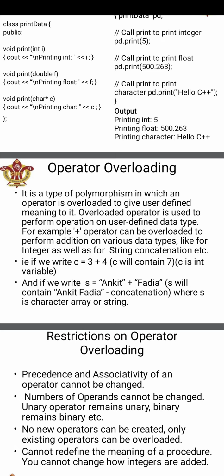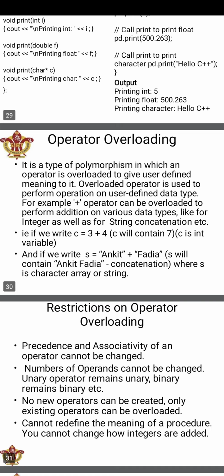For example, plus operator can be overloaded to perform addition on various data types, like for integers as well as for string concatenation, etc. Now this is the normal functionality of the plus operator, that whenever we provide two integer values or two float values or any numeric data, then it will simply add them. Suppose we have given one example, c equal to 3 plus 4. So this plus operator has got 3 and 4 on left and right hand side. Since this is a binary operator, it will require two operands. So here two operands are 3 and 4. So they will be added and the result will be stored in c.